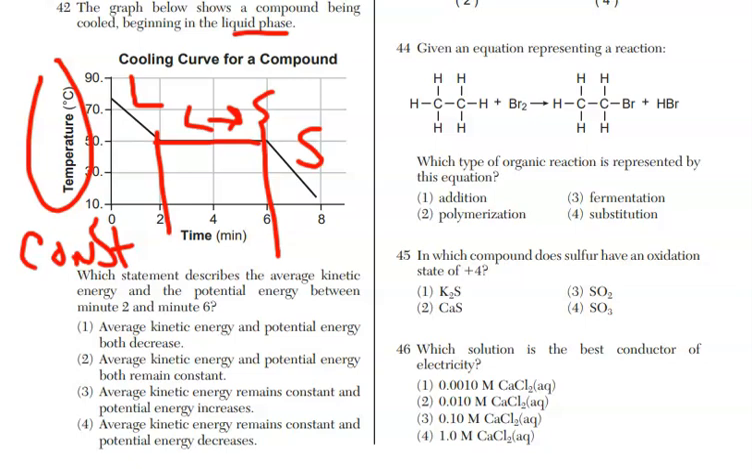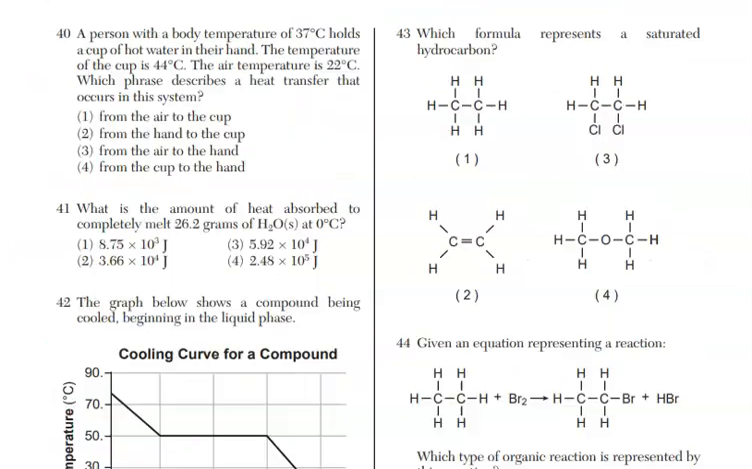And with that information, let's take a look at the choices. Average kinetic energy and potential energy both decrease. That's not true. Average kinetic energy and potential energy remain. That's not true. Average kinetic energy remains constant. Potential energy increases. That's not right. It's actually decreasing because it's going to a solid, which is choice 4.